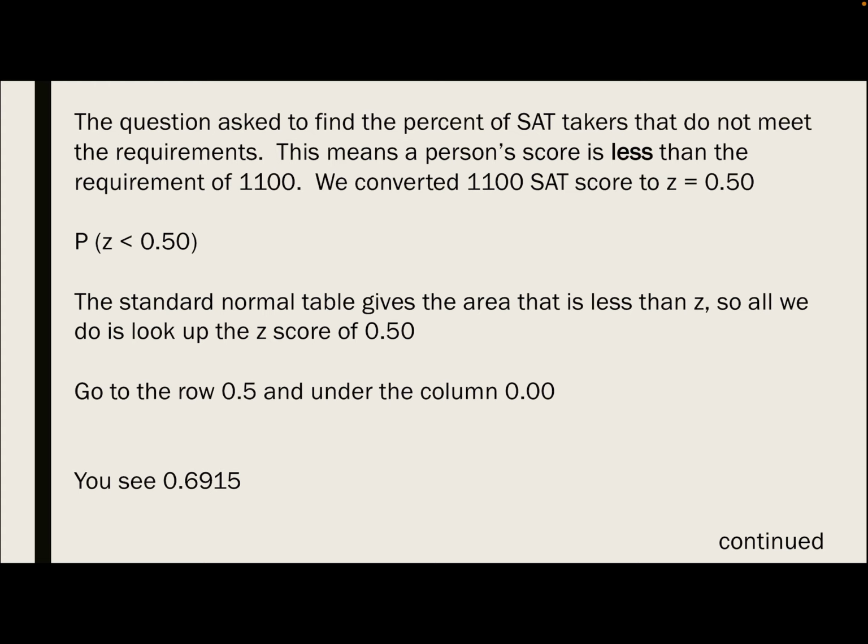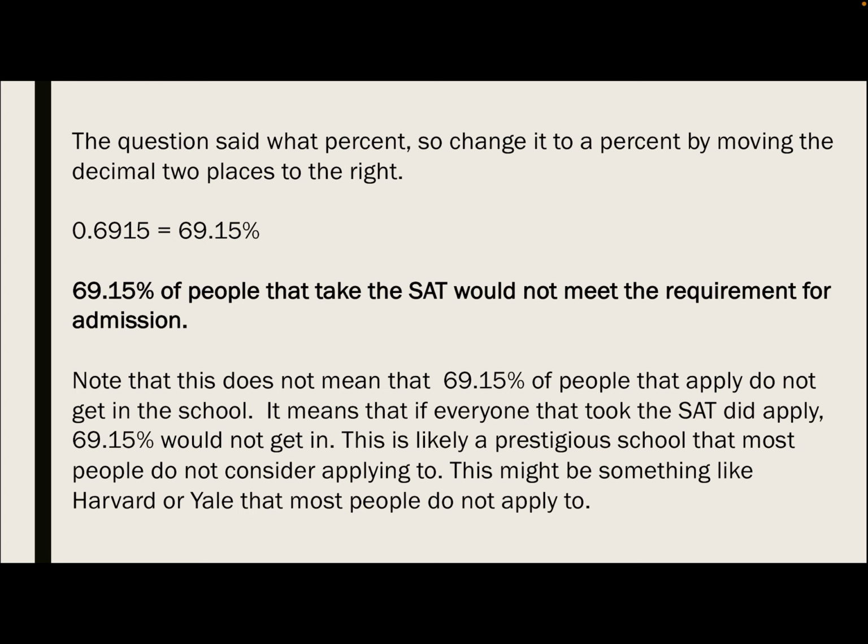Look up in the table, go to the row 0.5, under the column 0.00, you see 0.6915. The question said what percent, so change it to a percent by moving the decimal 2 places to the right. We get 69.15% of people that take the SAT would not meet the requirement for admission.